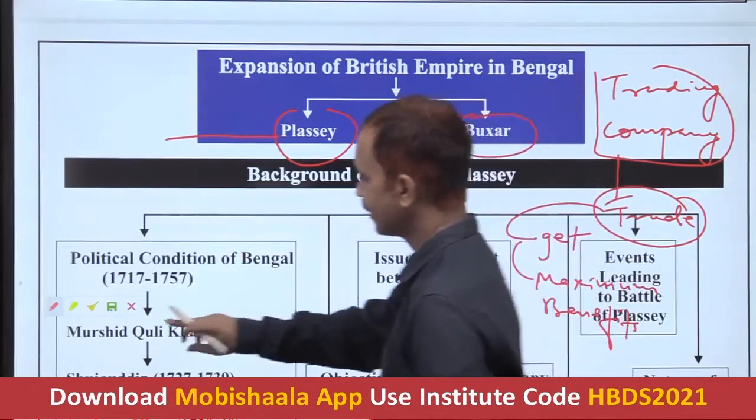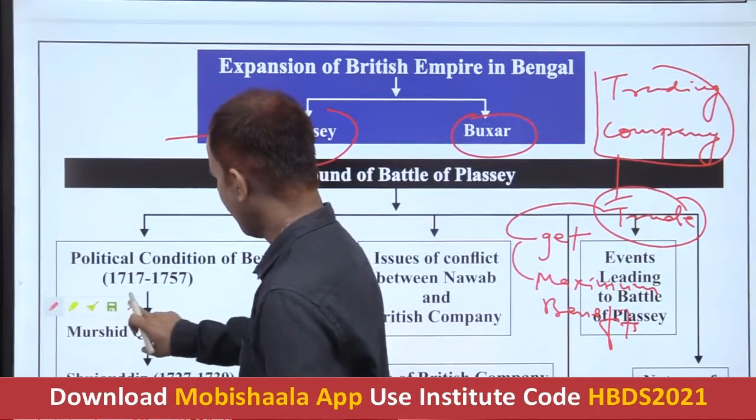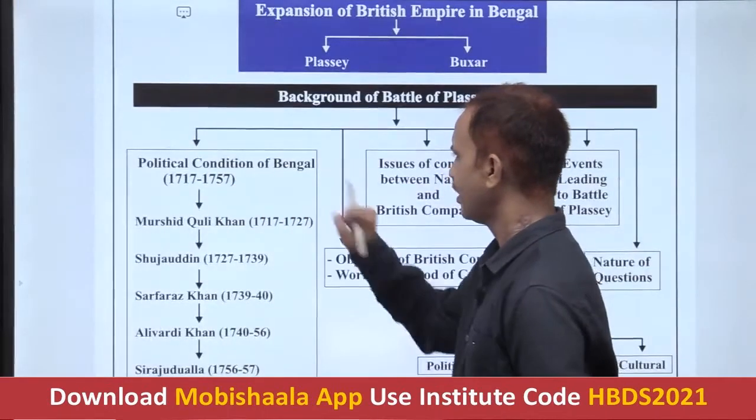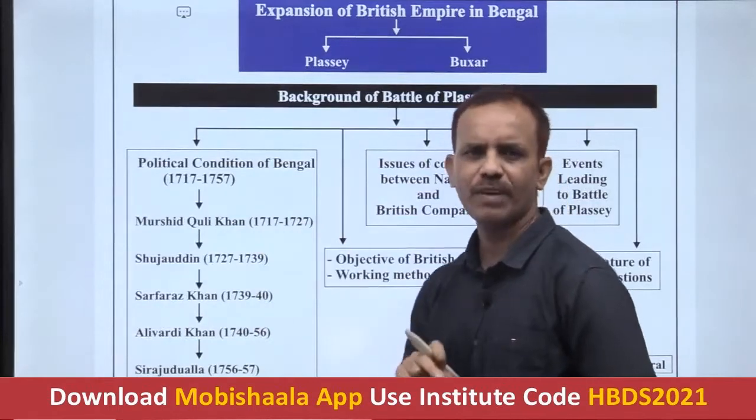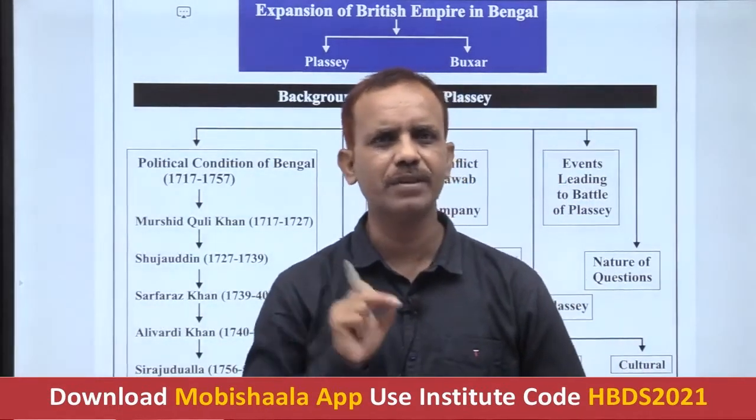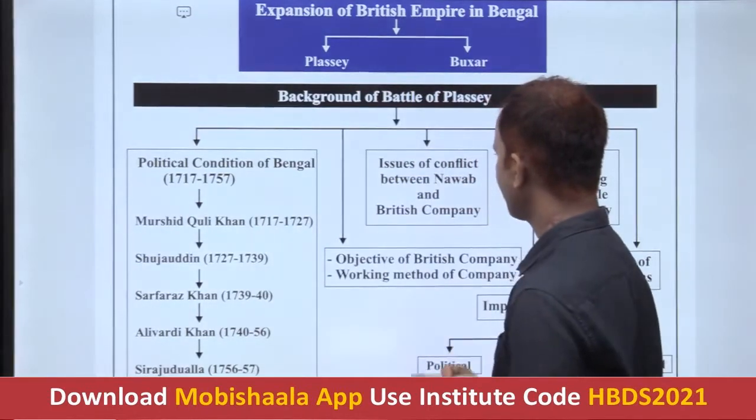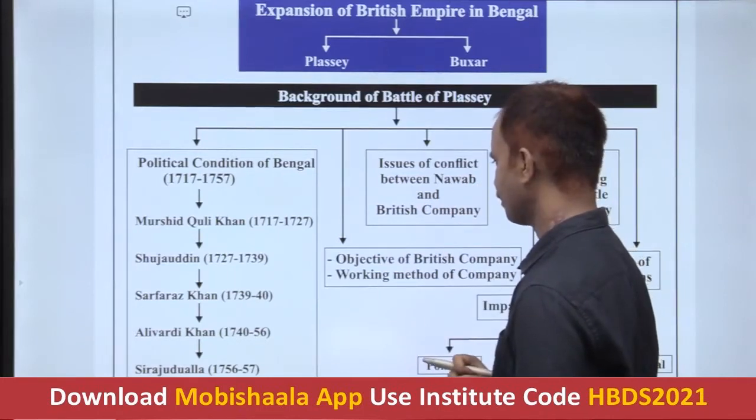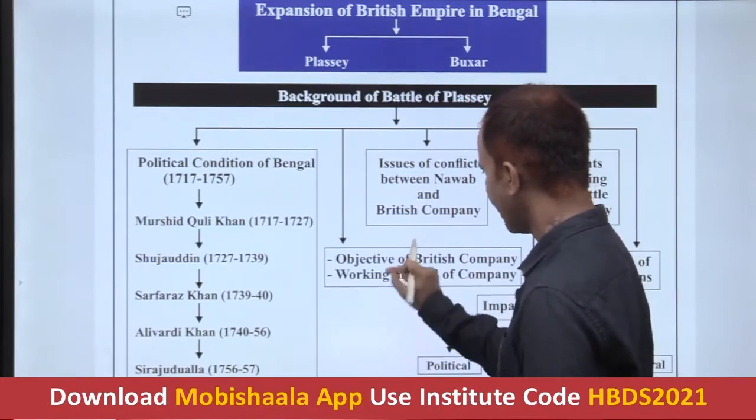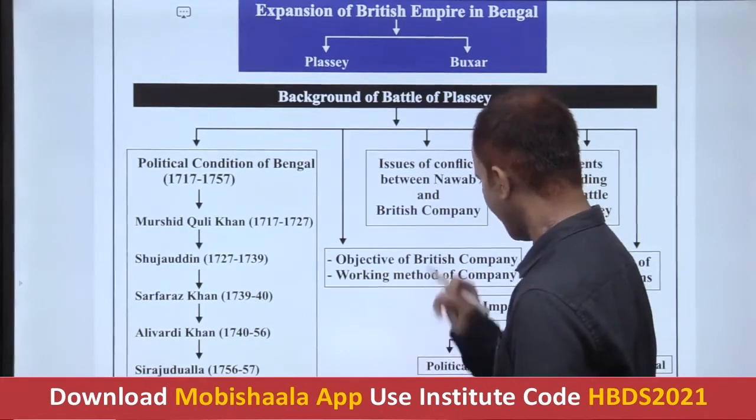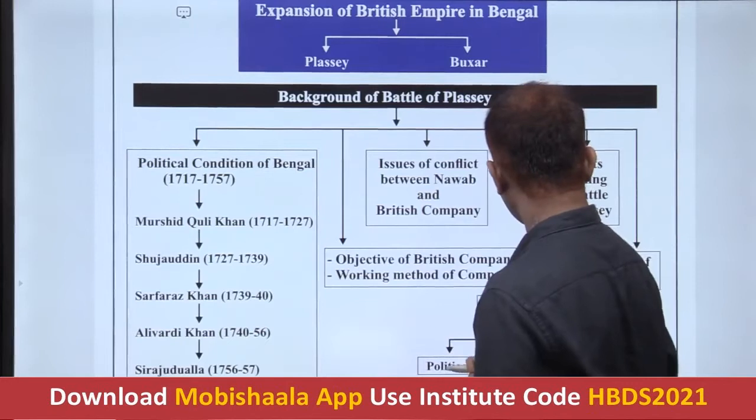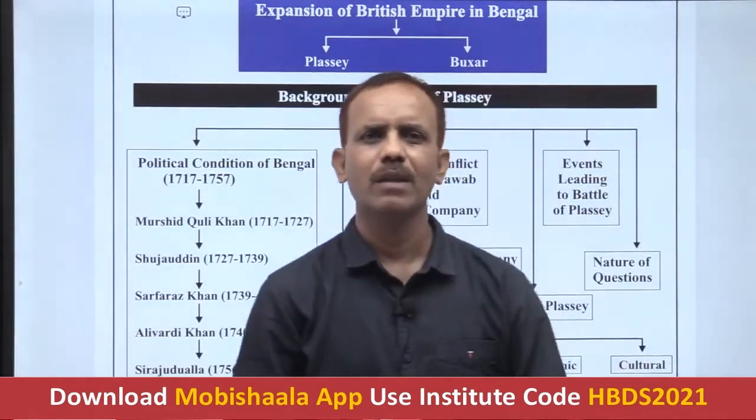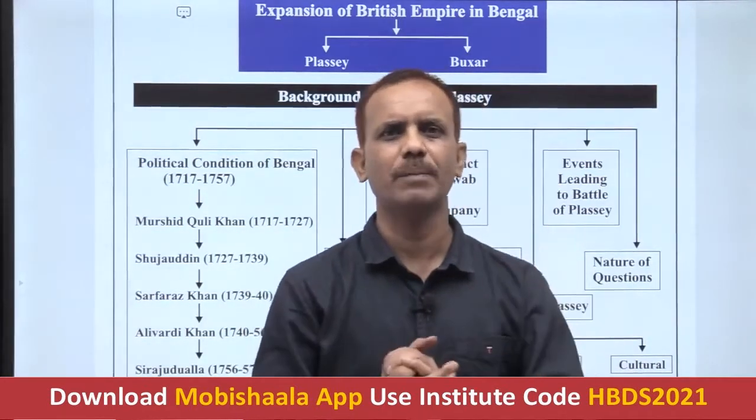The first is the political condition of India. The political condition of Bengal. This would be the first point of this topic. Second, the issues of conflict between Nawab and British company. Number third, objective of British company, its working methods, and then after, the events leading to the Battle of Plassey. And finally, the impact, the outcome of this Battle of Plassey.